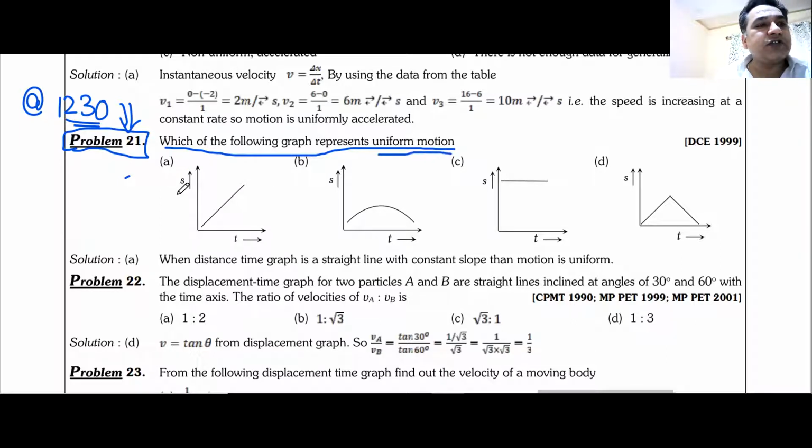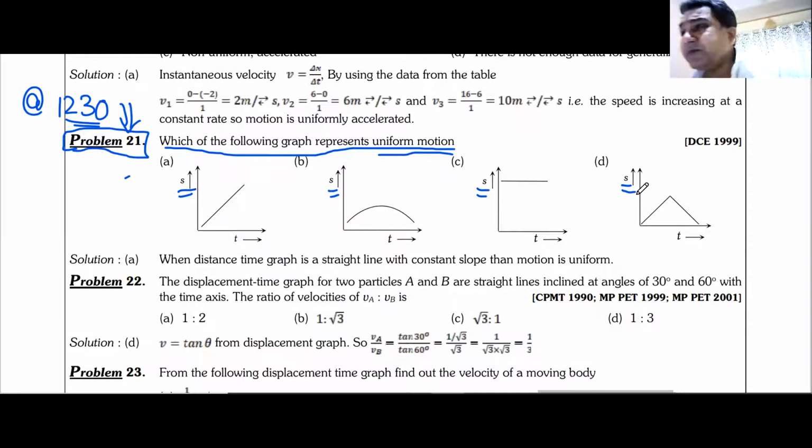Uniform motion. So all these graphs are S, which is probably displacement time graphs. In your exams, the question comes like this: displacement time graph. But remember, it is more a position time graph rather than displacement time graph. Take it as position time graph. So there are 4 position time graphs given to you. You have to tell me which graph represents uniform motion.